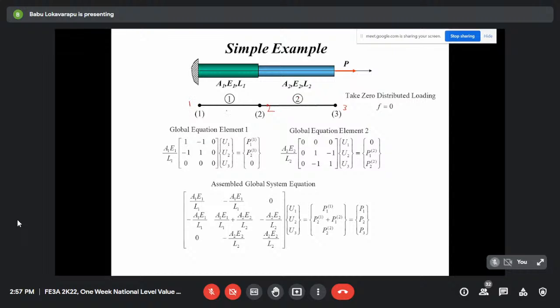Connecting nodes 1 and 2 is element 1, and nodes 2 and 3 is element 2. Now you have to write the finite element equation for element 1, that is this. Similarly, you should write down the finite element equation for element 2, that is this. Now you have to assemble these two to get the global system.